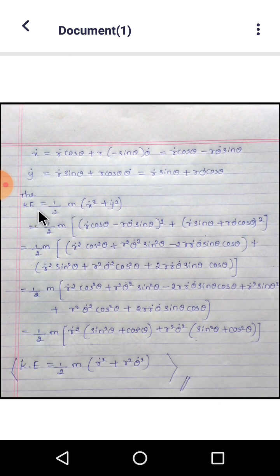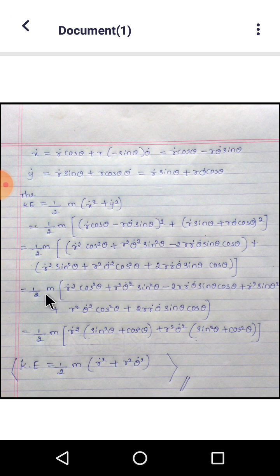Then we already know that kinetic energy equals 1/2 m (ẋ² plus ẏ²). This is an easier one. It equals 1/2 m times the squares of these two: (ṙ cos θ minus r θ̇ sin θ)² plus (ṙ sin θ plus r θ̇ cos θ)². Expanding with (a minus b)² and (a plus b)²: a² is ṙ² cos² θ, plus b² is r² θ̇² sin² θ, minus 2ab, that is 2 r ṙ θ̇ sin θ cos θ, plus a² is ṙ² sin² θ, plus b² is r² θ̇² cos² θ, plus 2ab, that is 2 r ṙ θ̇ sin θ cos θ.